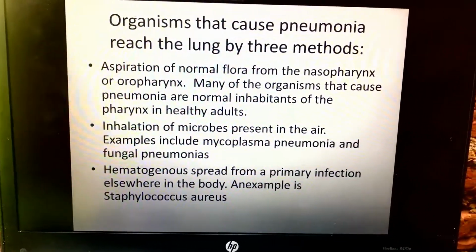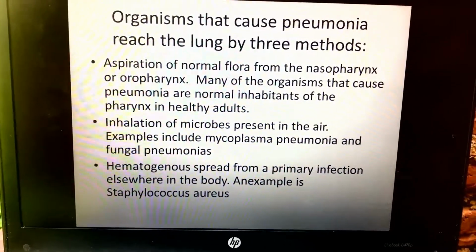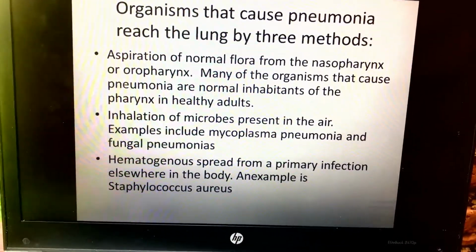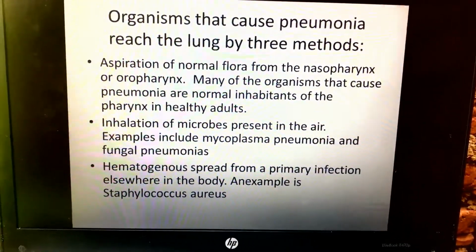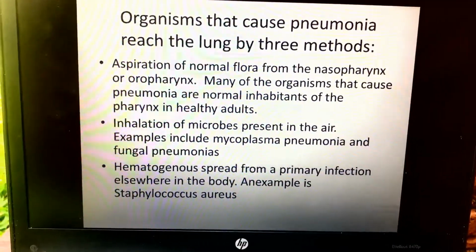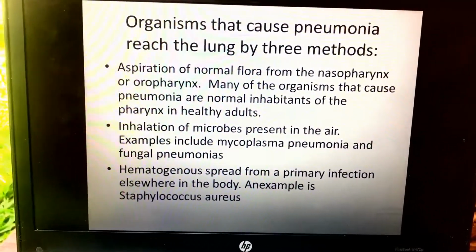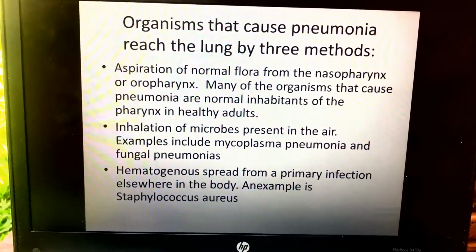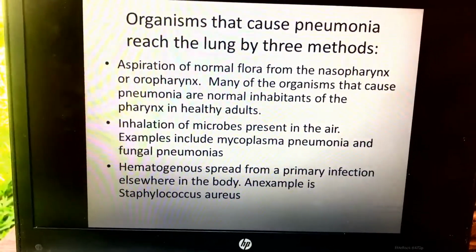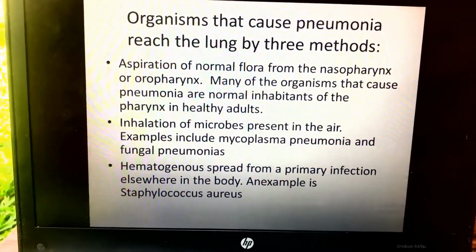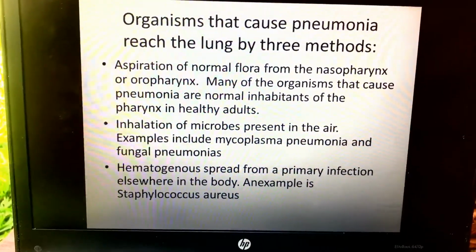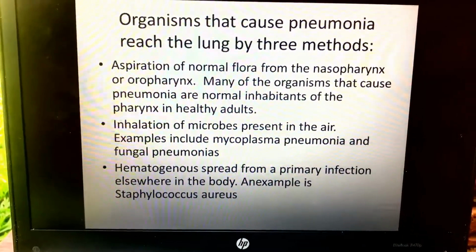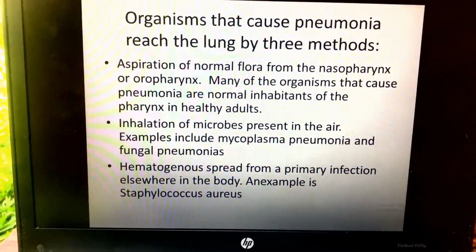Those organisms that can cause pneumonia can reach the lungs through the following three methods. First, aspiration of normal flora from the nasopharynx or oropharynx. When we say normal flora, those are the bacteria we normally live with together. They live in the mouth, but they don't cause disease. But at any time our mucociliary mechanisms are defective, we can swallow and aspirate those microorganisms from the mouth. So when the microorganisms are alive in the lungs, they can infect the lungs.